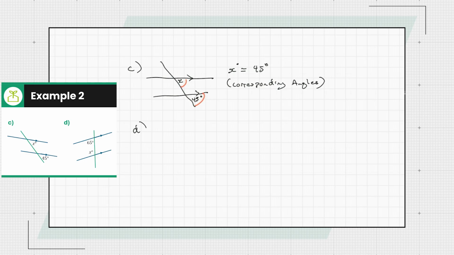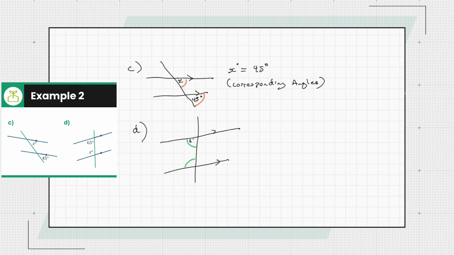Alright, let's look at D. So for D, we have to learn about co-interior angles. Now if you've read the notes for this lesson, that's great. But if you don't know, then we can go over it very quickly. When we have two angles that are co-interior, which just means they are right next to each other, they are going to add up to 180 degrees.